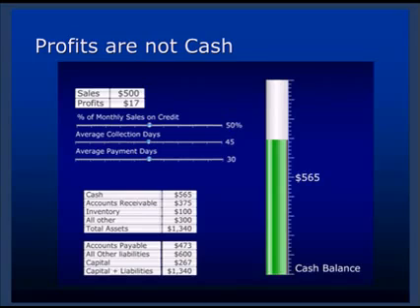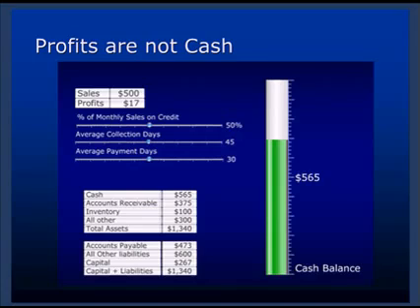Sales on credit refers to business-to-business sales in which you deliver goods or services along with an invoice, and the customer, usually another business, pays you 30, 45, 60 days later. Collection days refers to the average waiting period between delivering the invoice and getting paid. And payment days refers to how long your business waits before it pays its bills.